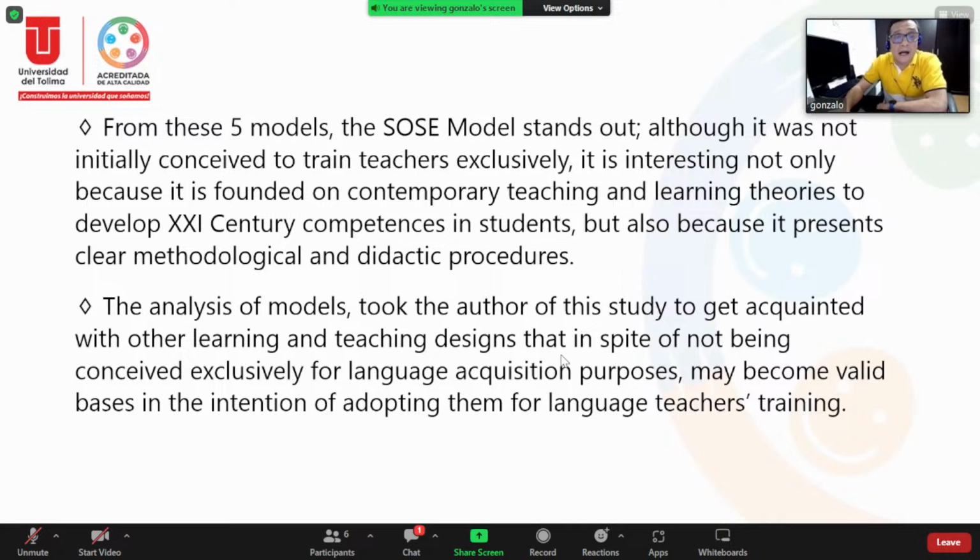The analysis of the models also made me familiar with learning and teaching designs that, in spite of not being conceived for language acquisition, may become a valid basis for my intention of creating a model for training teachers in the use of digital tools.